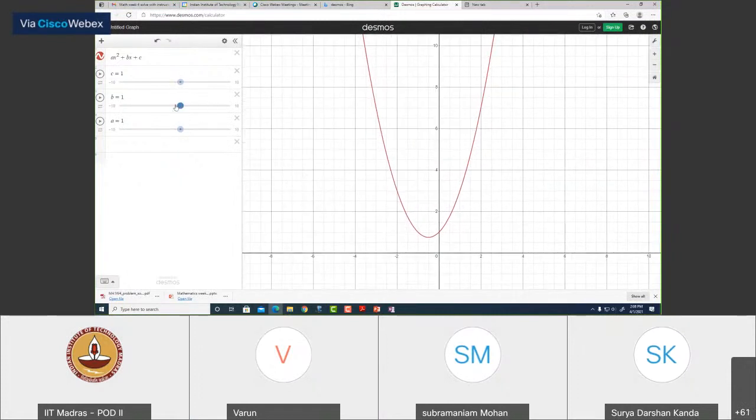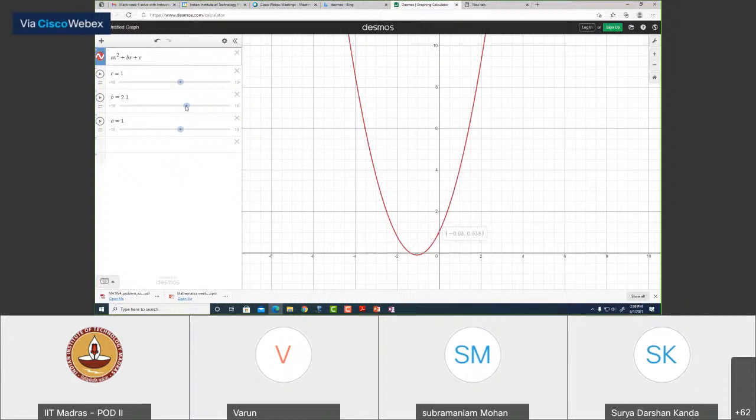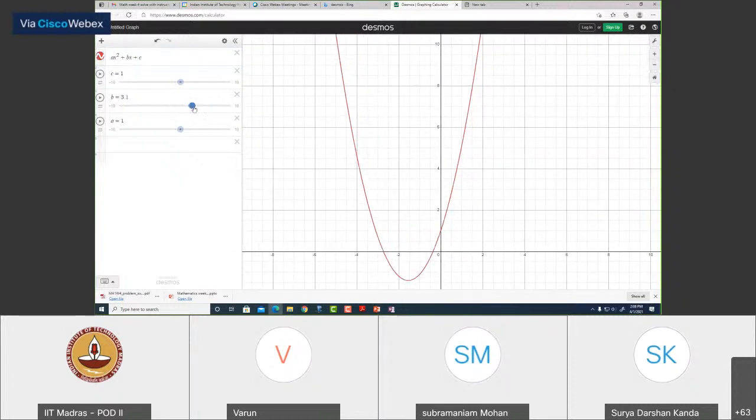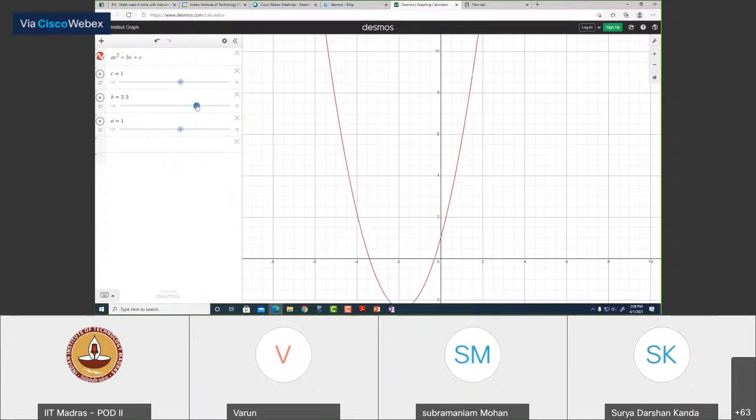We have b, in ax squared plus bx plus c. Then how does it change with b? You see, with b the parabola is going from one quadrant to another quadrant. We will come into this topic later.